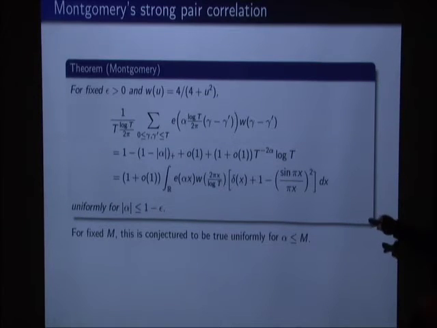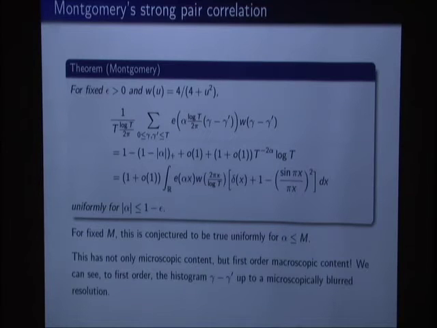It's not usually commented upon, but this part of the conjecture, you can rewrite it just by taking the Fourier transform as integrating e of alpha x times w of 2 pi x over log t against the same measure that we had before. And here I've thrown in this delta function because we're not restricting to distinct gammas, but we let gamma equal gamma prime, and that gives the delta function, right? And so this is proven for alpha sufficiently small, and then for any fixed m equal 10,000 or 10,001 or something, this is conjectured to be true uniformly for that m.